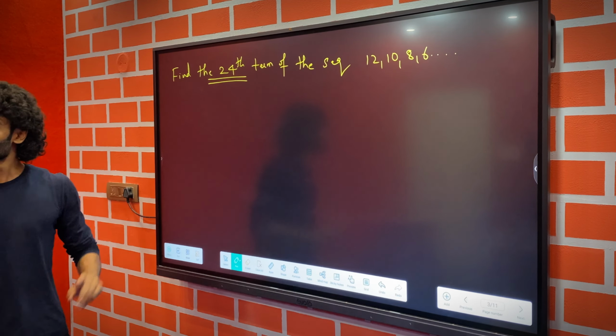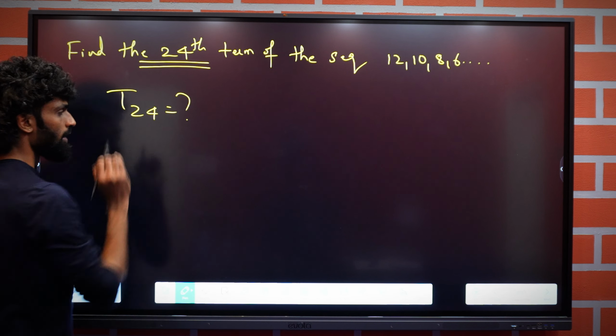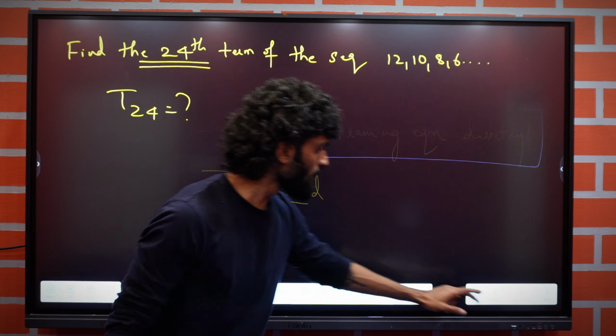It tells us find the 24th term. In simple language, T24 is a question mark. Now in this case, should I use the equation method?